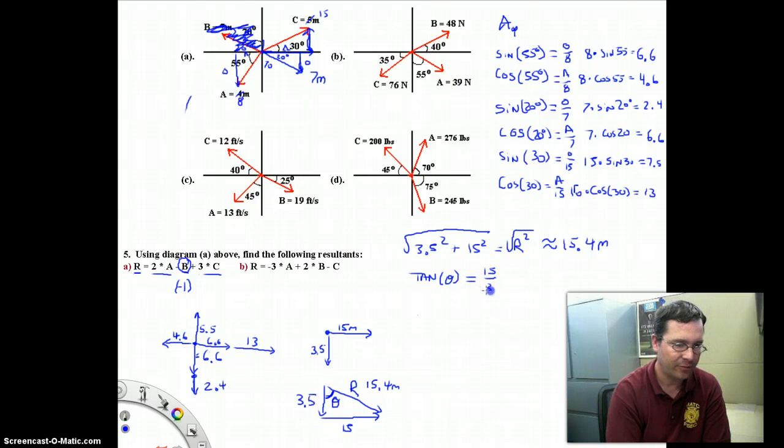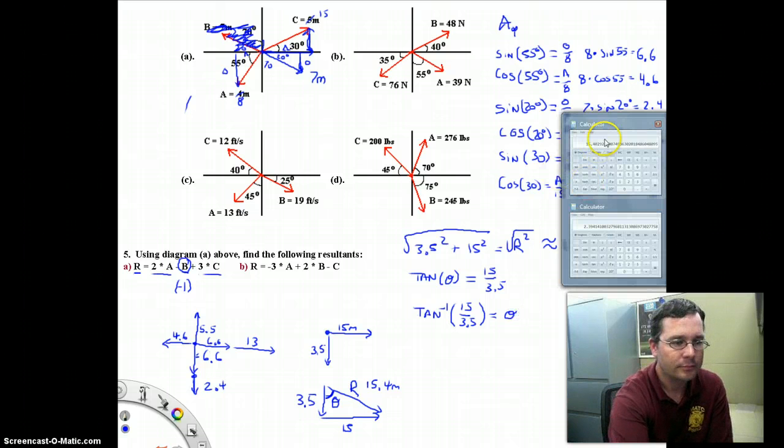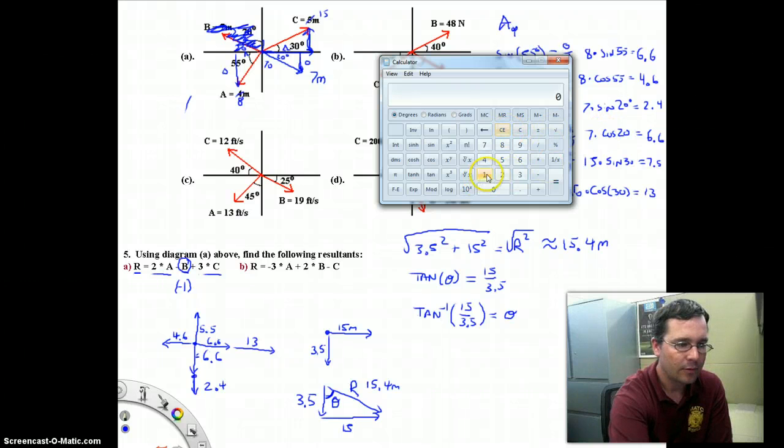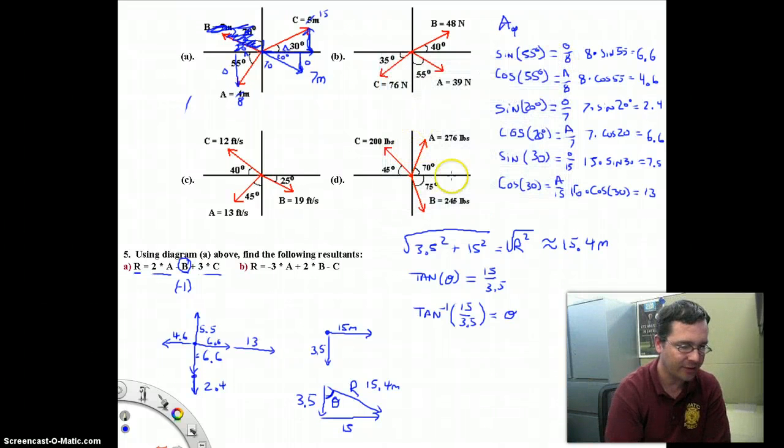And what's adjacent? 3.5. But remember that we need to use the inverse function here because we don't know angle theta, we know the ratio of the two sides. So we use the arctangent of 15 over 3.5, which will give us angle theta. So 15 divided by 3.5, and then inverse function arctangent. And we find that angle theta is about 76.9 degrees, which is a reasonable number just looking at the length of the sides.